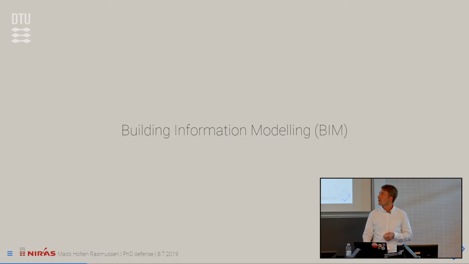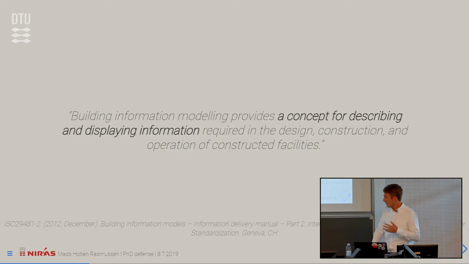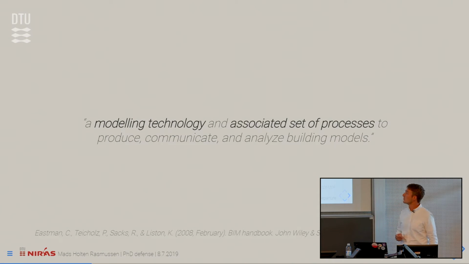And then came building information modeling. There exist some different definitions of what building information modeling is. This one is from the ISO standard for information delivery manuals, stating that building information modeling provides a concept for designing and displaying information required in the design, construction, and operation of constructed facilities. And this other one is very commonly used also. It's from the BIM handbook, and it characterizes it as a modeling technology and associated set of processes to produce, communicate, and analyze building models. So it's not just technology, it's technology and methodology together. So it's kind of a complex thing, but that's where it is.